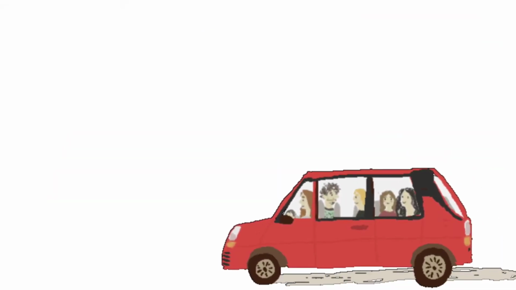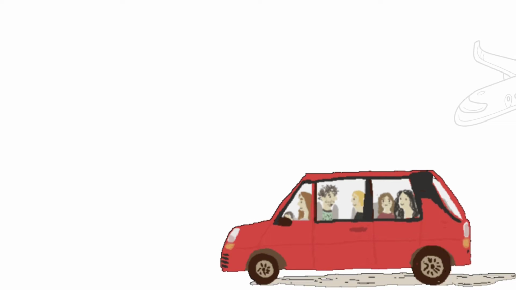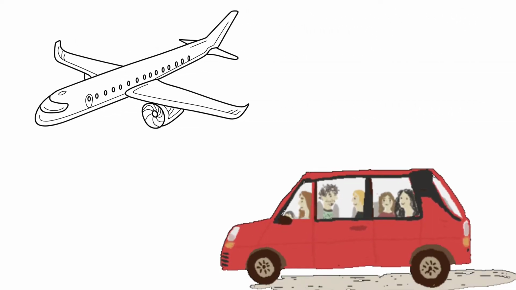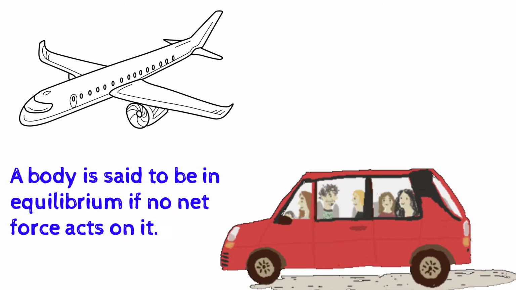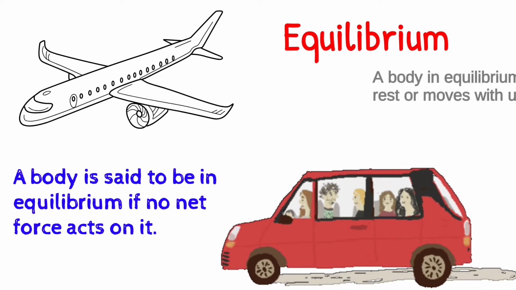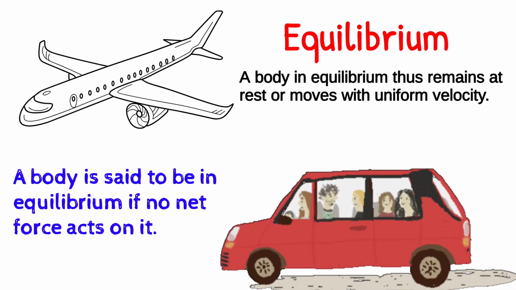A car moving with uniform velocity on a leveled road and an aeroplane flying in the air with uniform velocity are examples of bodies in equilibrium. A body is said to be in equilibrium if no net force acts on it. A body in equilibrium thus remains at rest or moves with uniform velocity.